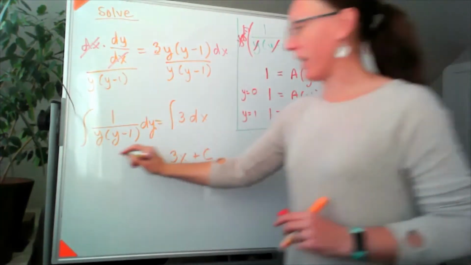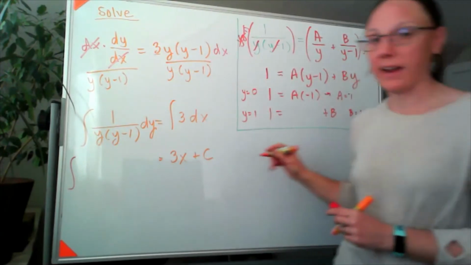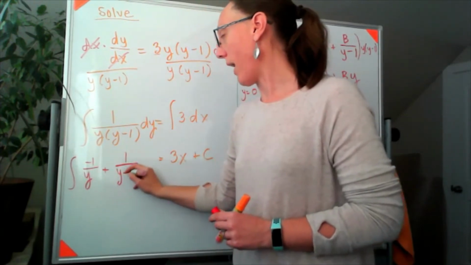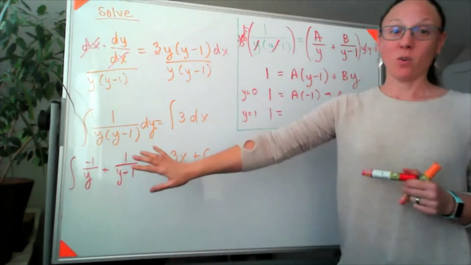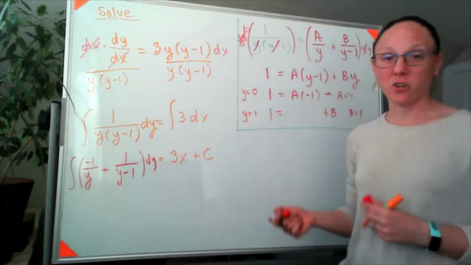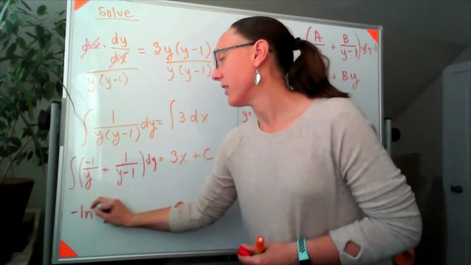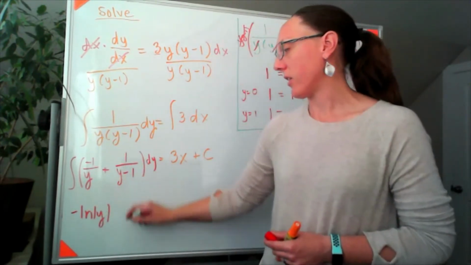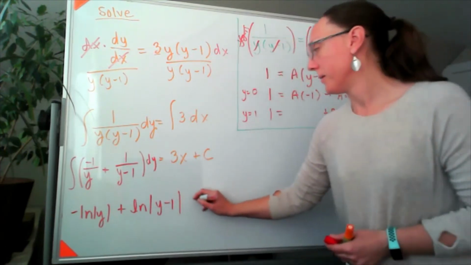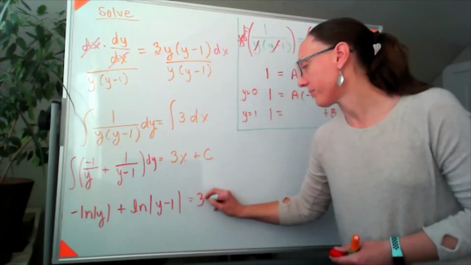Bringing that back around here, the minus sign was on top of the y, so I'll have negative 1 over y plus 1 over y minus 1. On the left-hand side here, oops, missing my dy, so I still need to integrate this. If I integrate negative 1 over y, I'll end up with negative natural log of y. When I integrate this, I'll end up with natural log of y minus 1 is equal to 3x plus a constant.